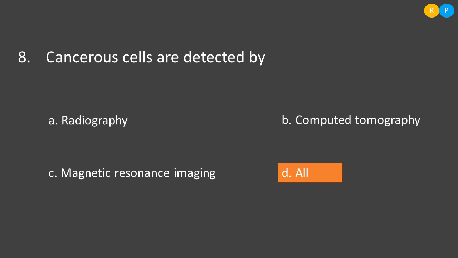Then option C, magnetic resonance image. This will give the 3D image of the infected internal organ. Here the magnetic field is used together with radiation to identify the cancerous cell. So the correct answer is option D.